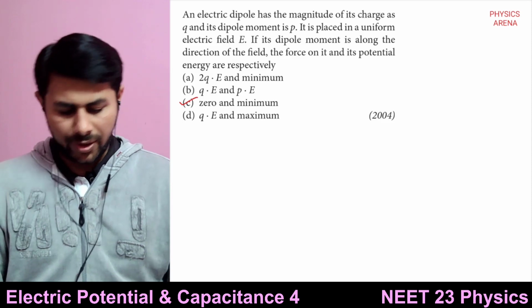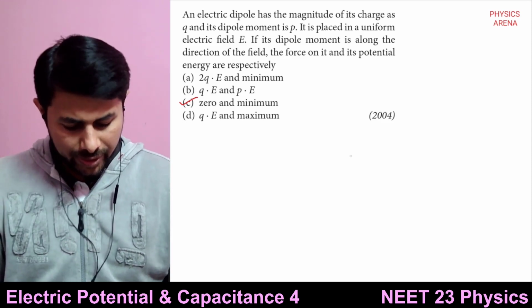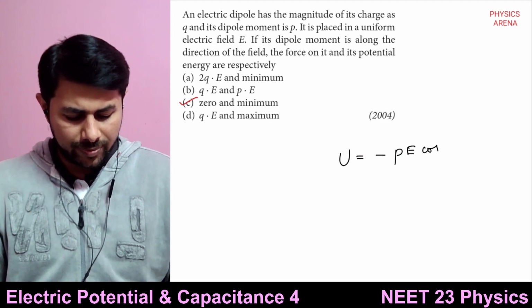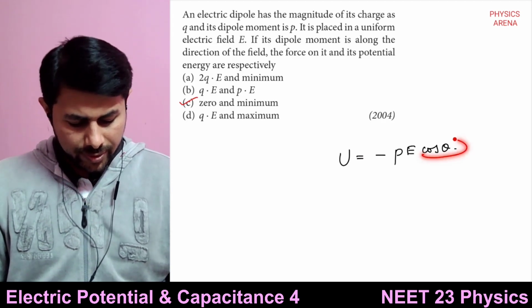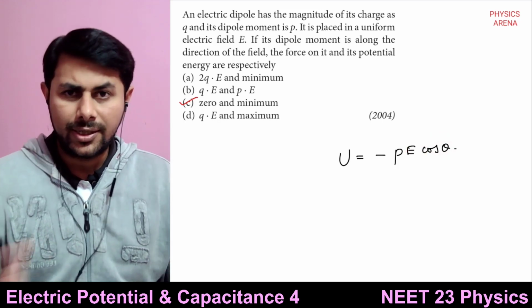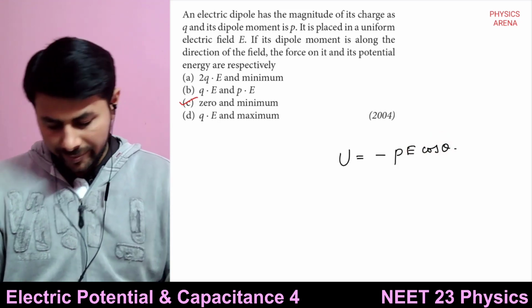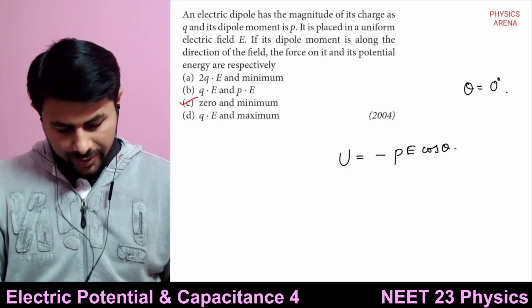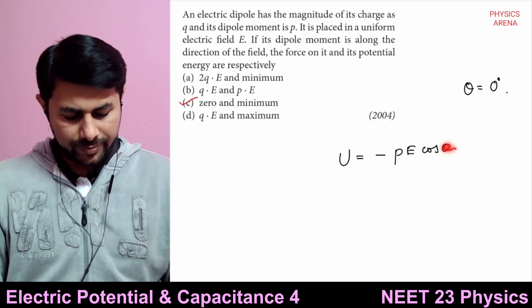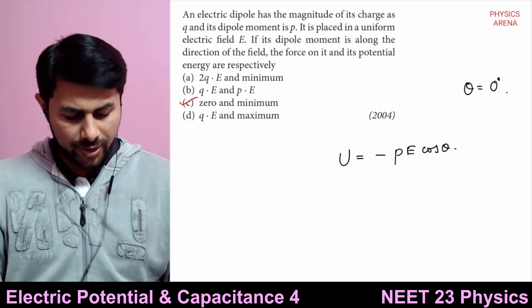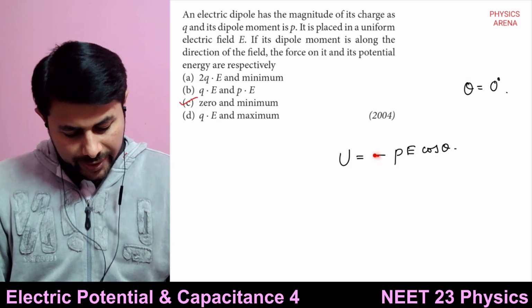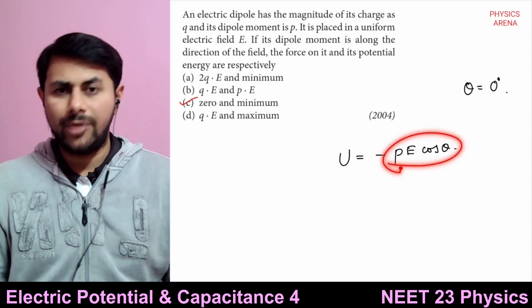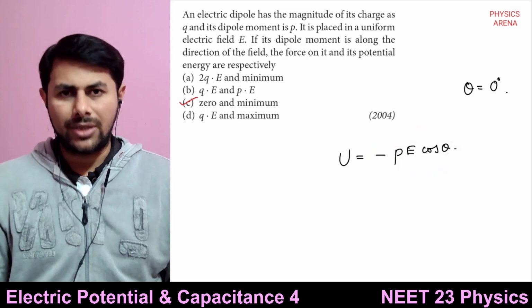Or I mean, if you don't remember this, you can solve for potential energy also. Minus of P cos of theta. So what is maximum value of cos theta? It's 1. When is it maximum? When theta is equal to 0, right? So put it here. So theta is 0, cos 0 is 1, so this thing becomes maximum, but the potential energy becomes minimum because it is with negative sign.